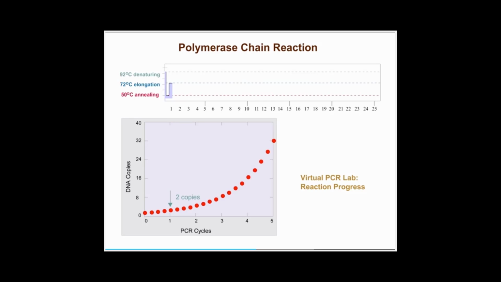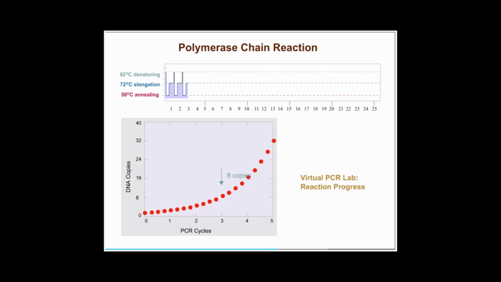Assuming we started with 1 DNA molecule, we will have 2 molecules after the first cycle of PCR. After the second cycle of PCR, we have 2 times 2 equals 4 copies. After the third cycle, we have 4 times 2 equals 8 copies. Note that we can calculate the number of copies as 2 times 2 times 2 equals 2 cubed copies.